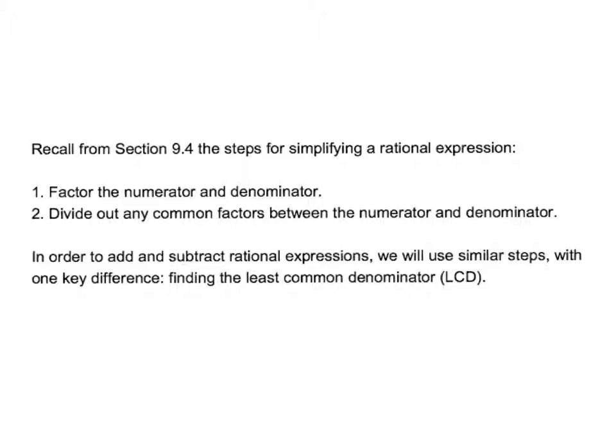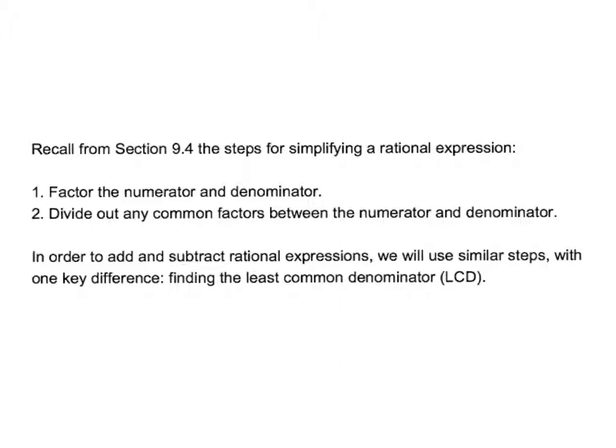To begin, recall from section 9.4 that we had two steps involved in simplifying a rational expression. The first was to factor our numerator and our denominator, and then look for any common factors between the numerator and the denominator and divide them out. And then anything that was left over were uncommon factors between the two parts of the rational expression. So when it comes to adding and subtracting rational expressions, we're going to keep these steps in mind, but we're going to have to be a little bit more in depth with our procedure.